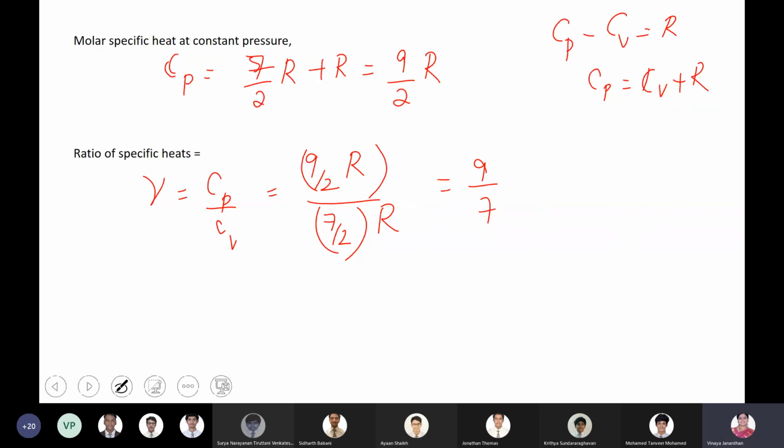If at all I'm going for triatomic, this is a linear molecule, right? Carbon dioxide is a linear triatomic molecule. Now this will have 7 degrees of freedom: 3 degrees of translatory motion, 2 degrees of rotational motion, 1 degree of vibrational motion. Are you clear?